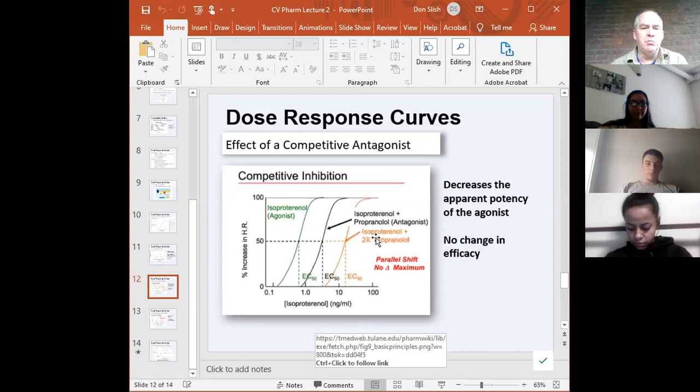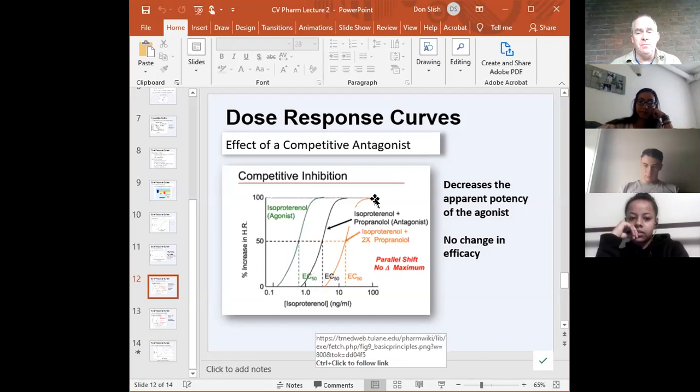You double the amount of propranolol, you shift that ED50 of the agonist to the right some more. Okay, so the key with a competitive antagonist then is it will change the apparent potency, the apparent ED50 of the agonist. All right, you can still get maximal effect, but it's going to change the potency of that agonist.